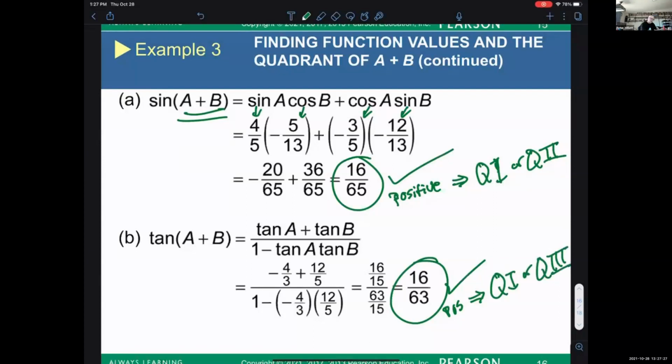So for the sine of A plus B to be positive and the tangent of A plus B to also be positive, that puts us in a position where we must be in quadrant 1, because that's the quadrant where both of those things are true.